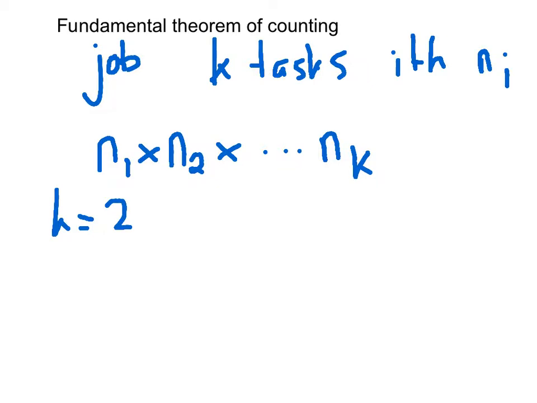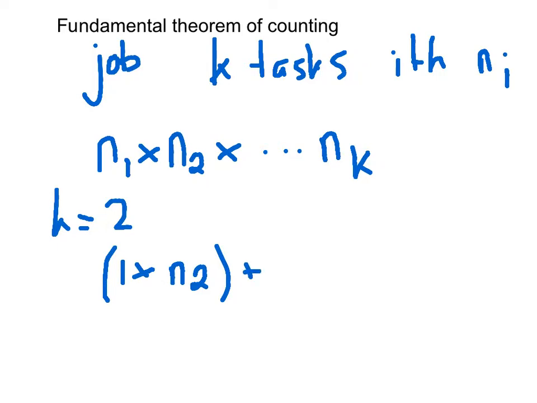So for instance, if we think about multiplying one possibility by n2. So we're saying I'm combining two tasks, so the first task can be done in one way, and there are n sub 2 possible ways of completing the second task.